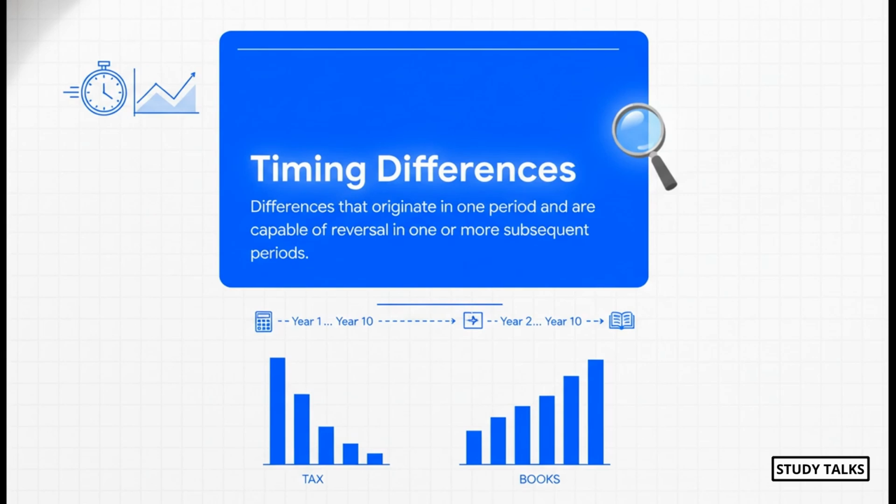The classic example is depreciation. Maybe the tax law lets you write off 100% of a research asset in year one. Awesome. But in your books, you're using SLM over 10 years. The expense is different each year, but by the end of year 10, the total amount you've depreciated is exactly the same. The difference originates, and then it reverses.